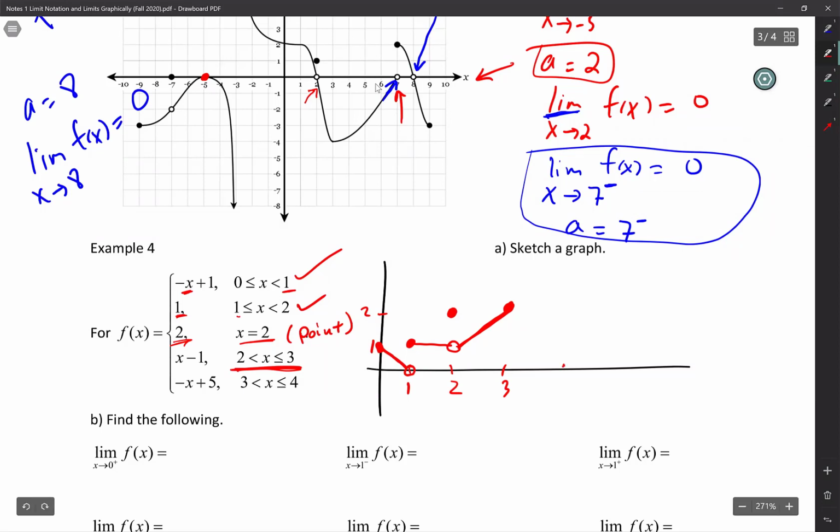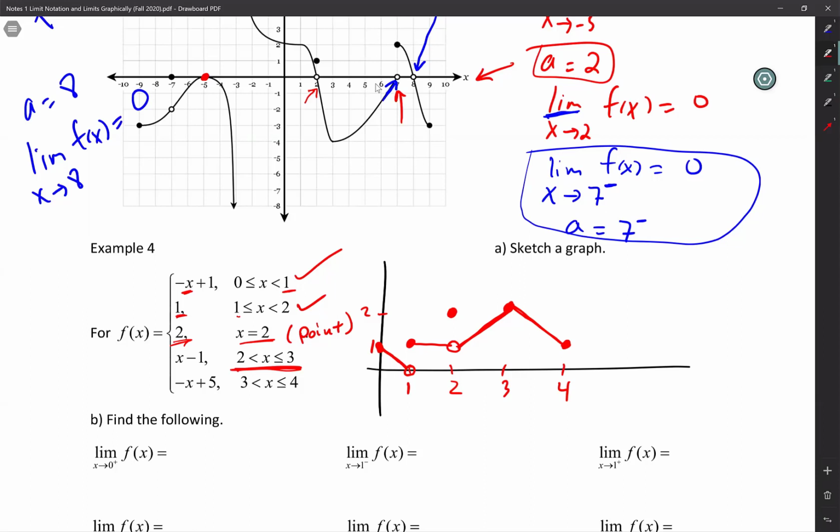Okay. Last one here. At 3, negative 3 plus 5 is 2. So I'm up there, and it is a hole, but the other one covers it up. And then at 4, negative 4 plus 5 is 1. So I'm going to come right here to 1. I'm going to make that a solid because of the equal sign. And then bam, linear line. And there it is. I just finished. Now we're going to answer some. Do we have any questions so far, guys?